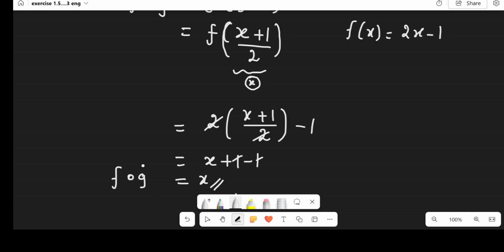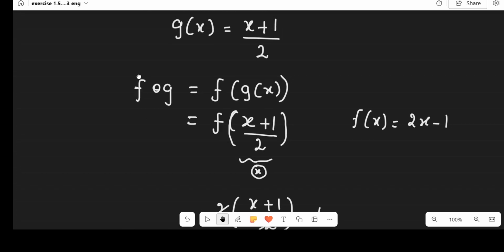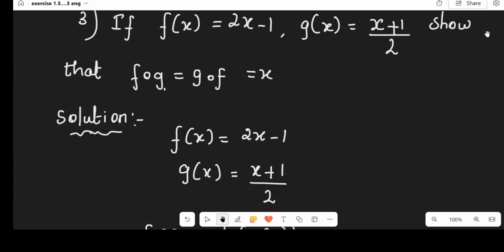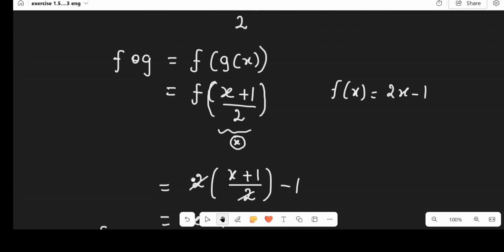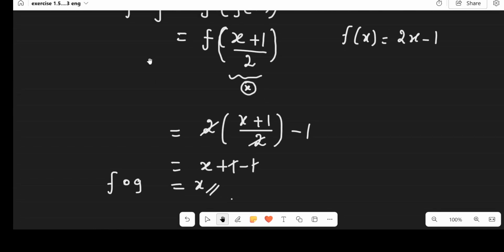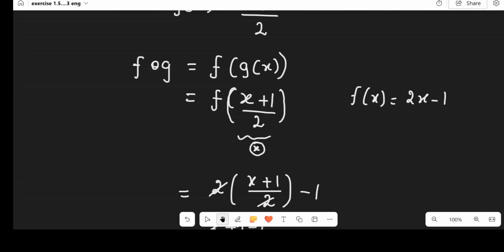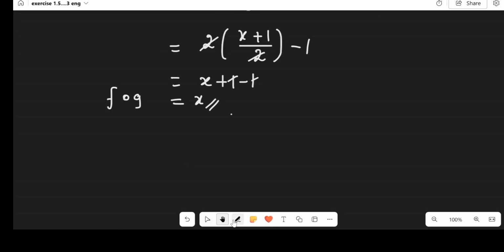Already we have gotten the partial solution, right? What is the question? We need to show that f of g equals g of f equals x. Already we have shown that f of g equals x, right? This is the answer, right? Yes. And next is one more. We need to show that g of f equals x. So the next step is we have to find out the g of f value.